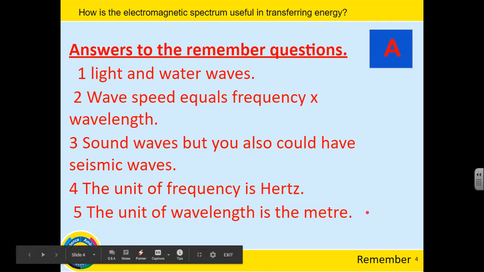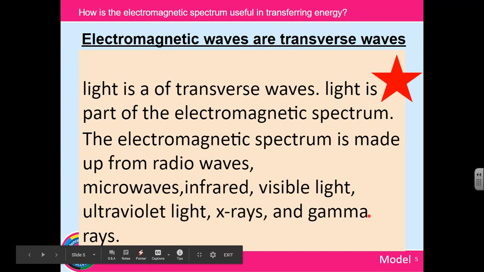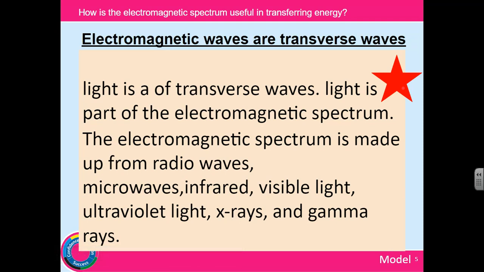Okay, let's now move on to the next slide. We have a red star on this slide, so you might want to stop the video and just note down the information off the slide. The electromagnetic waves are transverse. All electromagnetic waves are transverse waves. Light is a transverse wave. Light is part of the electromagnetic spectrum.